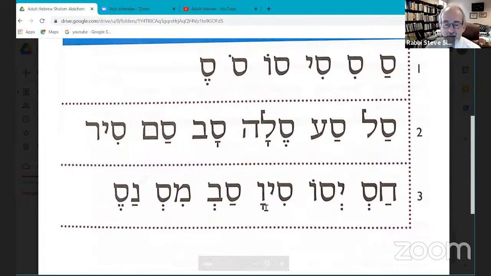This is the vav. When it has a vowel, it becomes associated with the vowel sound. The only exception is if there's a dot above or in the center, then it's an O or an U. But otherwise, it's a vav, it's a V sound. Siva, siva. Here's an example of the dot O over the vav. Yeso, it's an O sound.